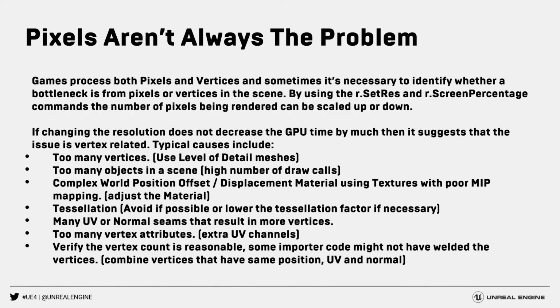Next up, be aware that pixels aren't always the problem. By scaling down your screen percentage, you can do a very simple test to see if the visual overhead that you're having is coming from verts or if it's coming from pixels. So this is a really nice way. If you scrunch it down and your frame rate doesn't change, it tells you that you're getting overhead elsewhere, through your UVs or through verts or something else.